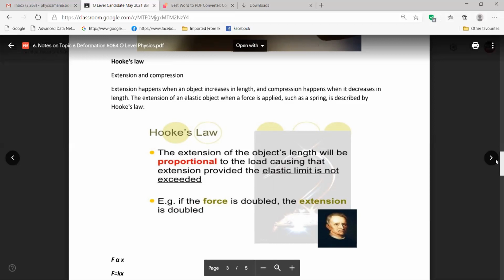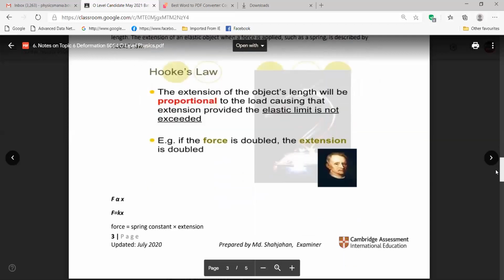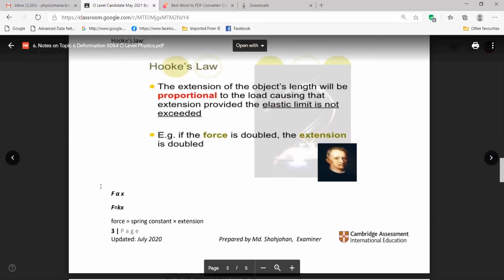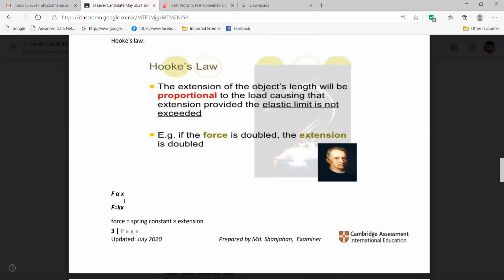And after that elastic limit, the object or the spring is permanently deformed, and it will not return to its original position again. Is it clear? Yes, sir. Okay, that is Hooke's law, and this one we can show with a formula here. F is directly proportional to x.